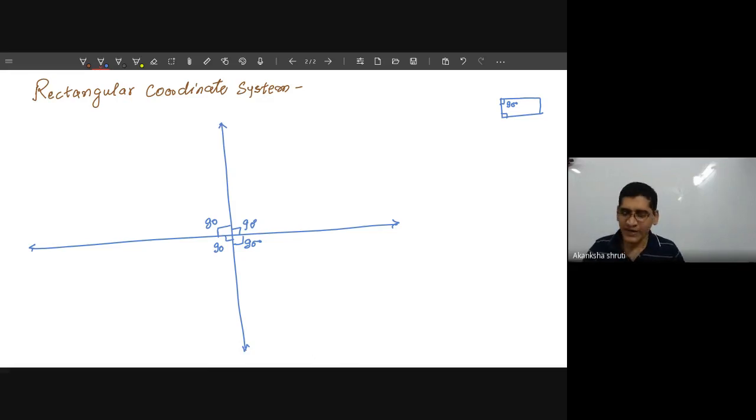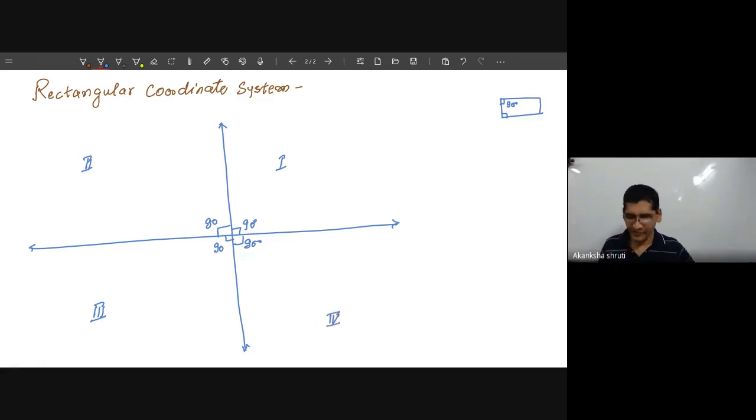If I consider this plane as the infinite one, this line will also be of infinite length. Then we can say this entire plane is divided into four parts, and each of the parts is like a rectangle. So this is the first part, this is the second part, this is the third rectangular area, this is the fourth rectangular area.